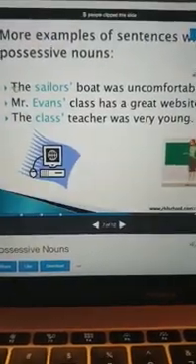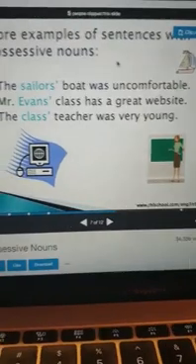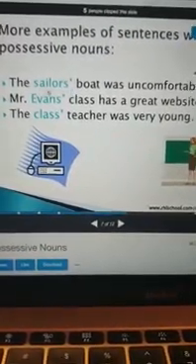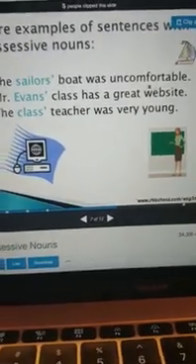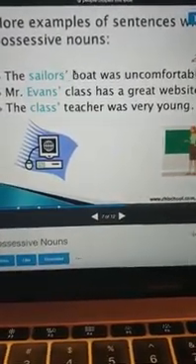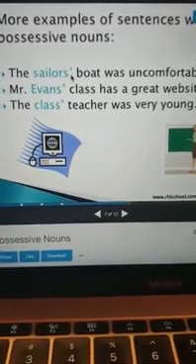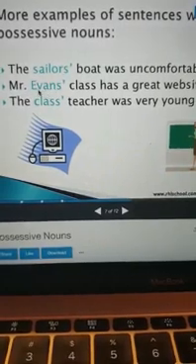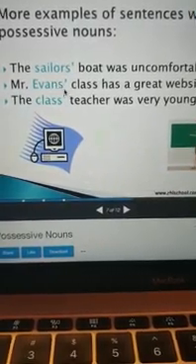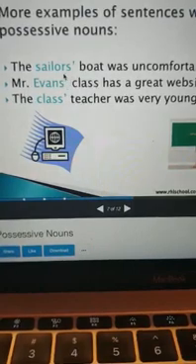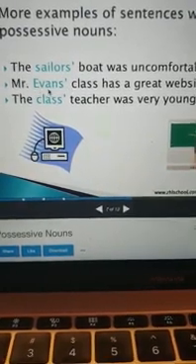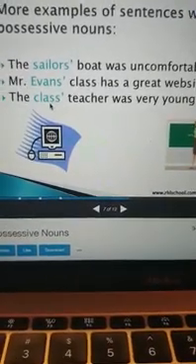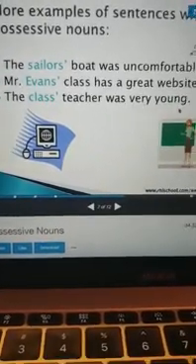These are more examples of sentences with possessive nouns. Again, here it is plural, sailors. The sailors' boat was uncomfortable. Here we have used only the apostrophe because we are talking about plural sailors. Mr. Evans, see here it is one person but it ends with s, so again we are using only the apostrophe, we are not using another s here. Mr. Evans' class has a great website. The class teacher was very young.